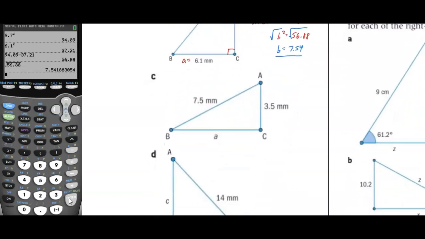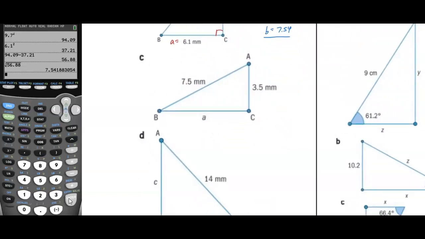Okay. Part C. Again, Pythagorean's theorem. This one's already called A. Let's call this one B. And of course, the hypotenuse is little c. So we have a squared plus b squared, which is 3.5 squared, equals c squared, which is 7.5 squared. So a squared is equal to, let's simplify first. So 3.5 squared is that. 7.5 squared is that.